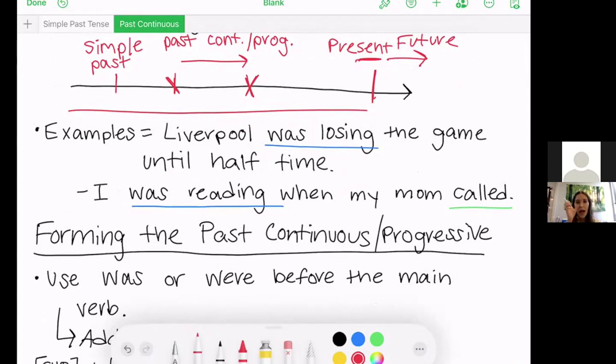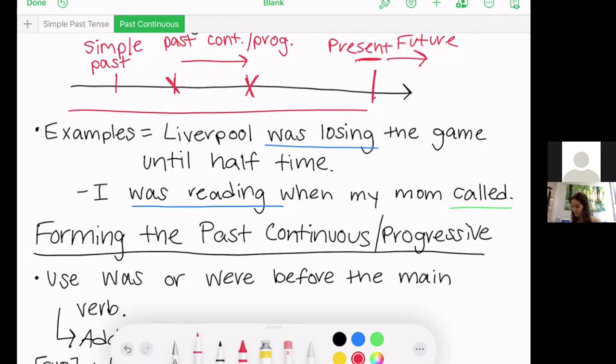Another example, I was reading when my mom called. So this is an interesting sentence because I use past continuous and the simple past. So my mom called, that is one specific event. It happened at a certain time and then it was over. I use past continuous to describe what I was doing until my mom called. So maybe I was reading for like 3 hours and then my mom called, and that is what ended the reading time I had.